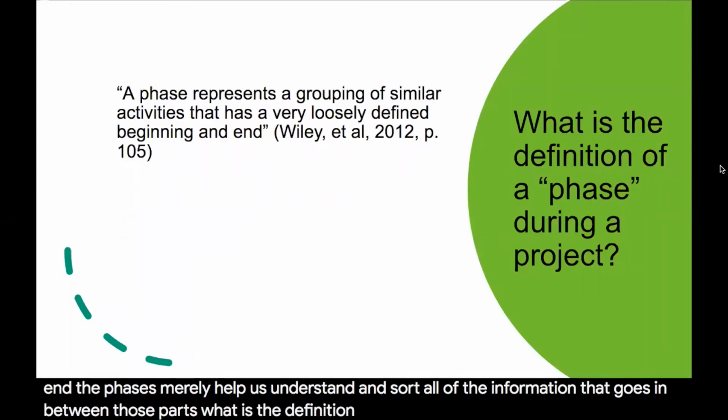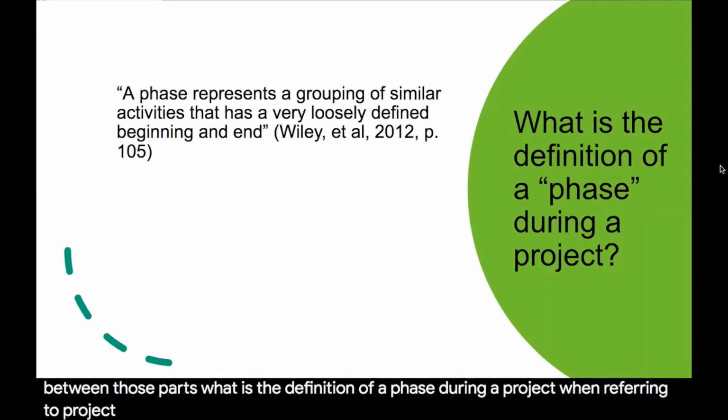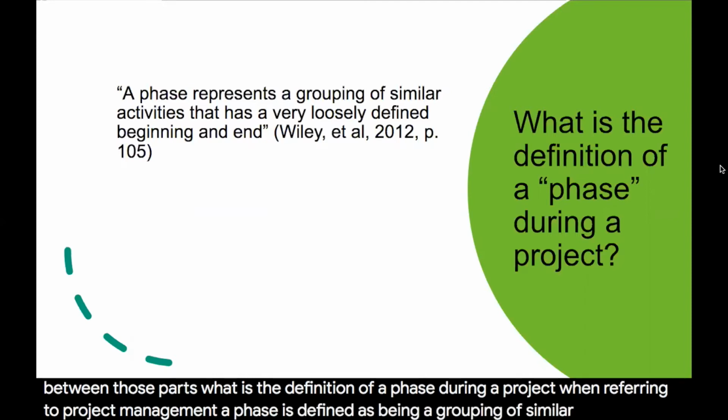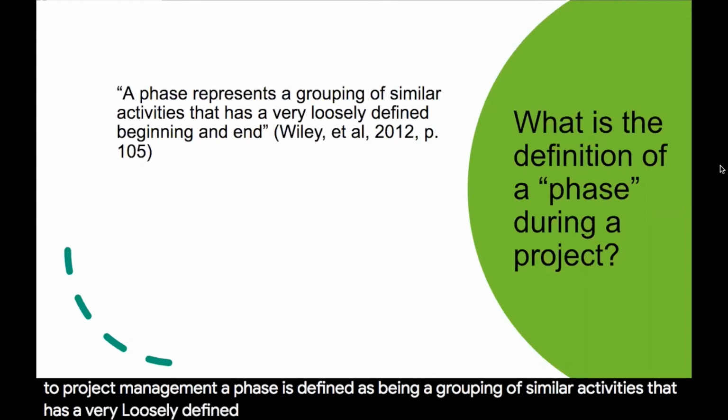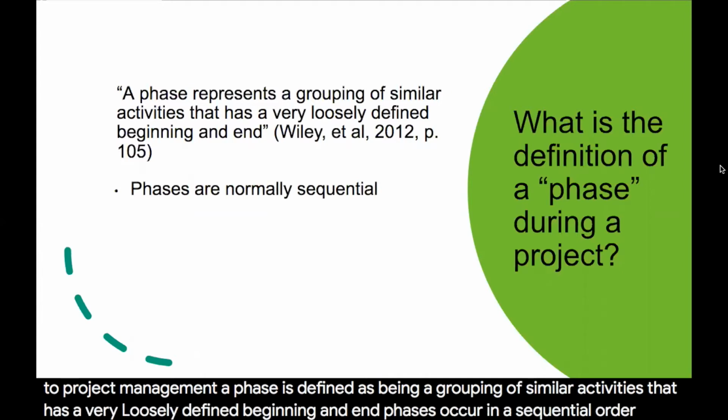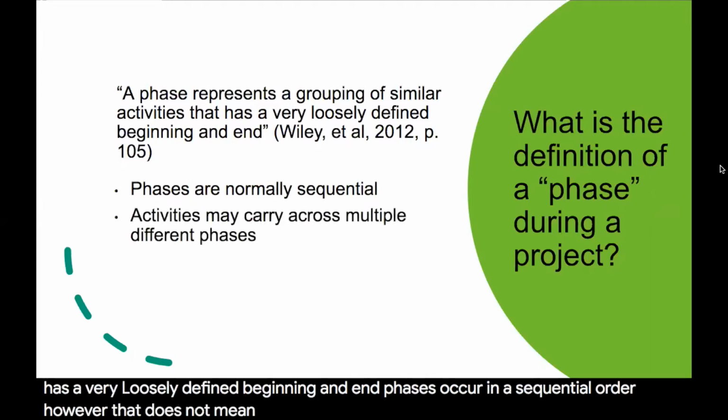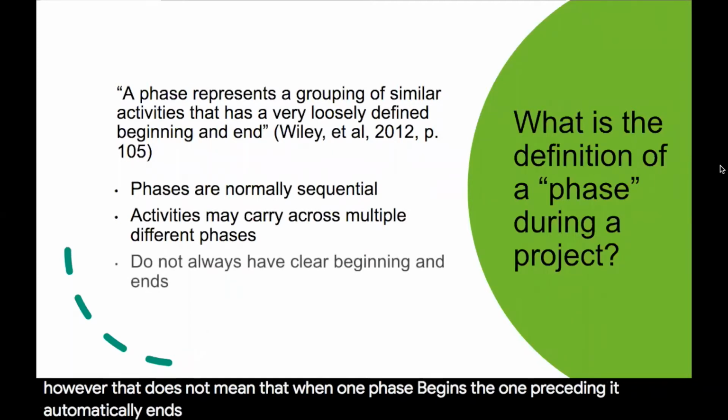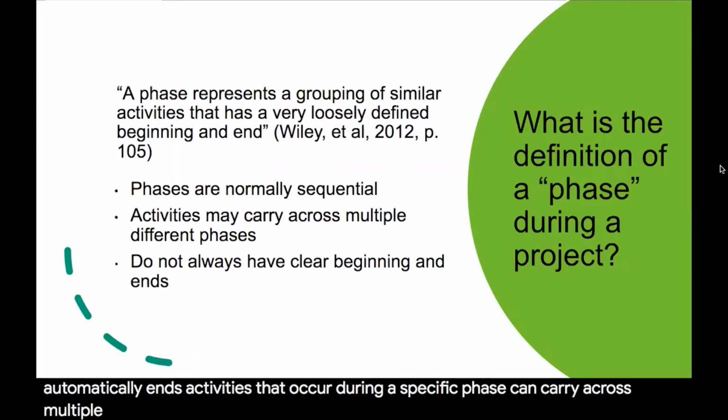What is the definition of a phase during a project? When referring to project management, a phase is defined as being a grouping of similar activities that has a very loosely defined beginning and end. Phases occur in a sequential order. However, that does not mean that when one phase begins, the one preceding it automatically ends. Activities that occur during a specific phase can carry across multiple phases, and there is rarely a defined end until the project itself is completed.